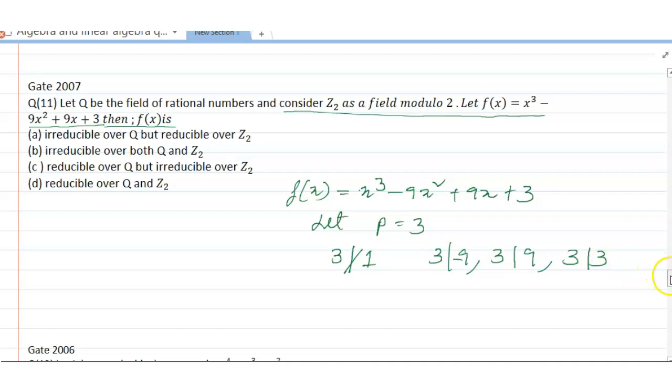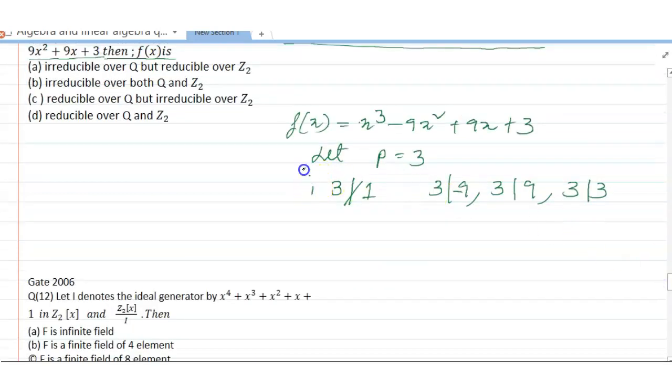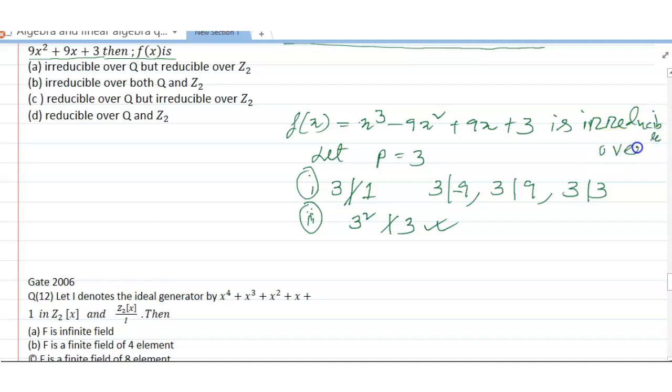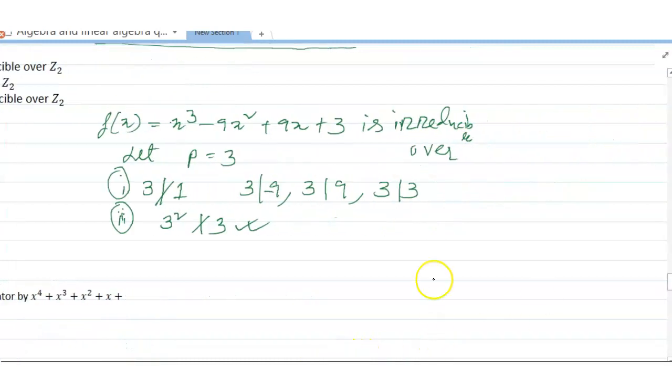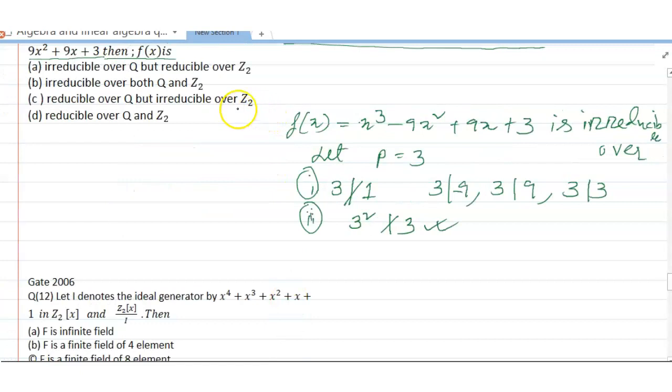This is condition number 1, and condition number 2 is that 3 square does not divide 3. So both conditions hold. So f(x) is irreducible over Q. This condition holds, and the next condition is irreducibility over Z2.